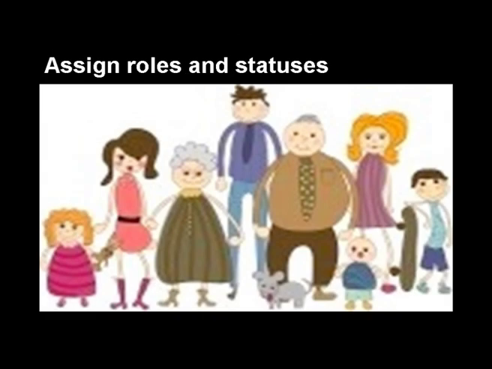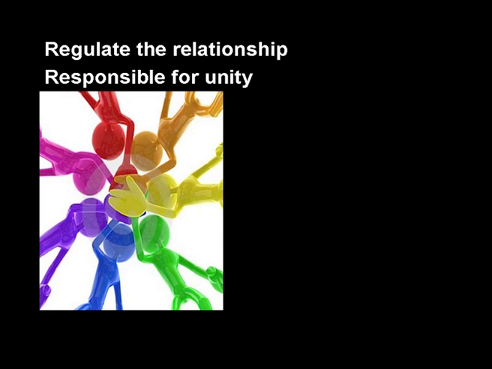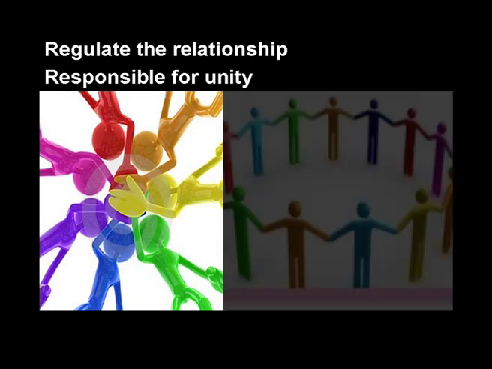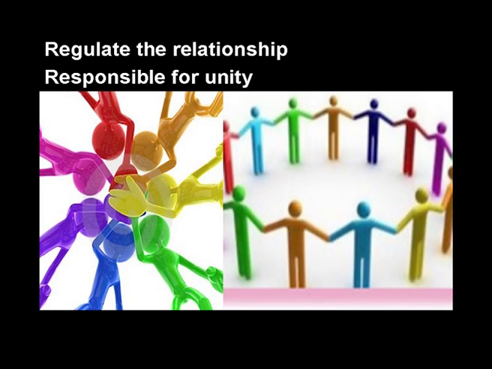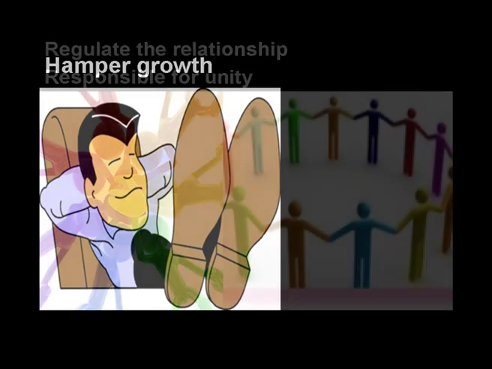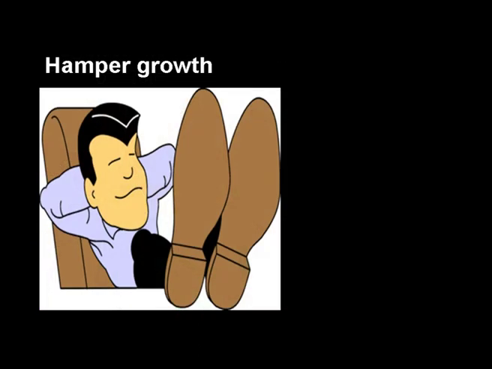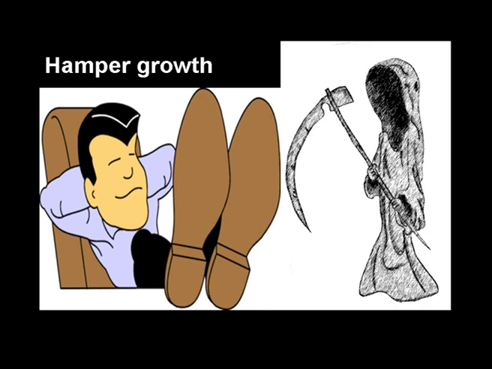2. Institutions assign roles and statuses to the individuals. 3. Institutions regulate the relationship between individuals and are responsible for unity and uniformity in the society. 4. Institutions sometimes cause harmful effects too; since institutions do not undergo changes easily and quickly, they hamper growth.